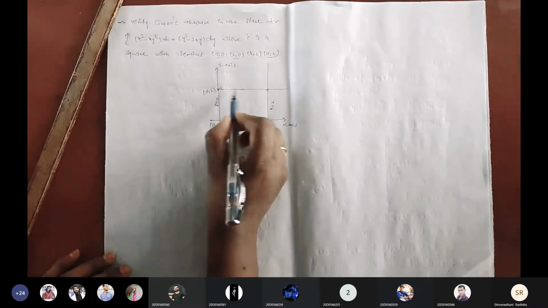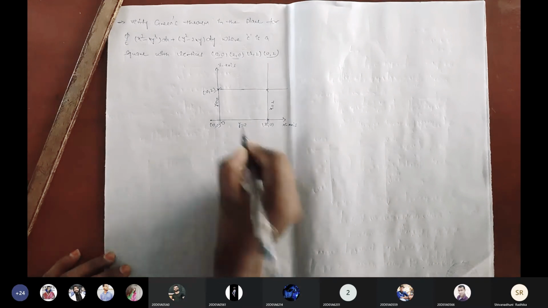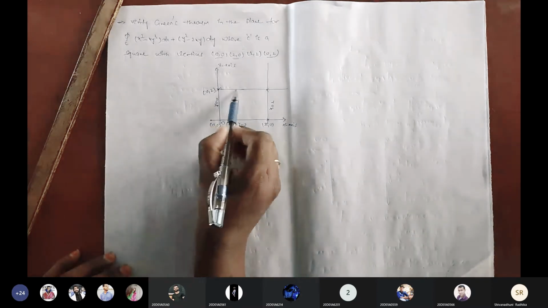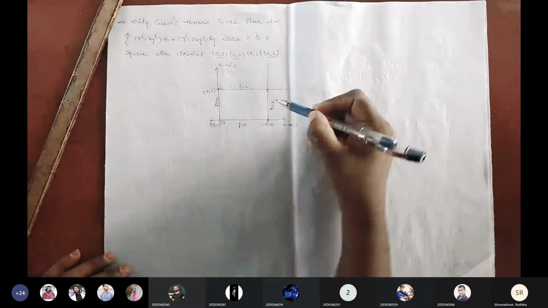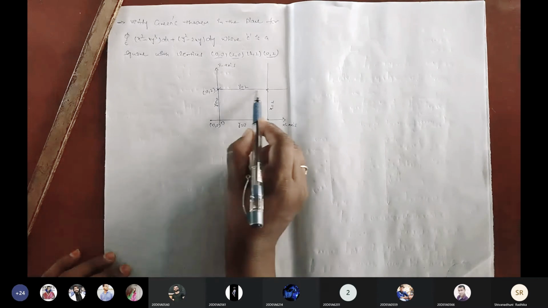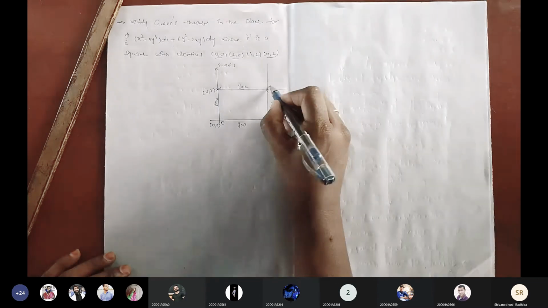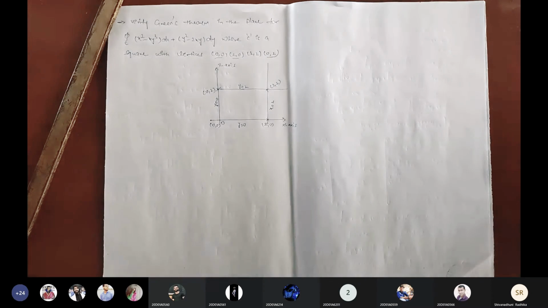Okay, now this line is what here? X-axis, y equals 0. Now this line is here y equals 2. Intersecting of x equals 2 line and y equals 2 line. This location is x 2, y 2. So that is 2, 2. Clear all of you? All sides are equal here.